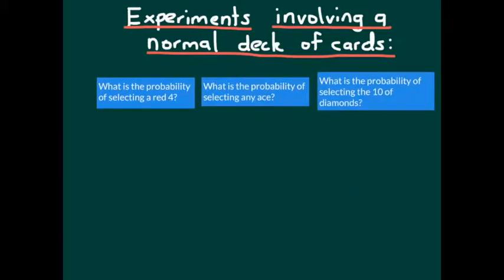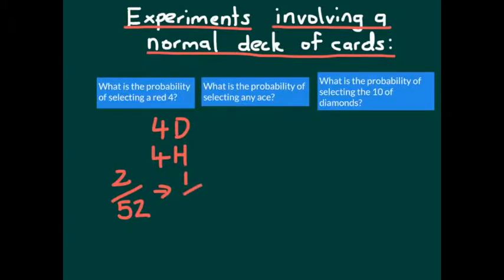What is the probability of selecting a red 4? Well, I know that there is a 4 of diamonds and there's a 4 of hearts, which means there are actually 2 red 4s in a normal deck of 52. So the probability of selecting a red 4 will be 2 out of 52, or half the top, half the bottom, 1 out of 26.